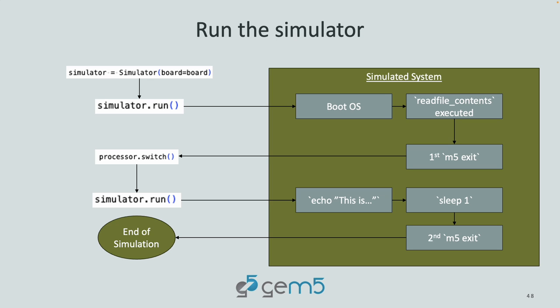What that does is gem5 says, oh, someone's exiting the simulation loop. Cool, we're right back here, right after this run statement, and we'll execute the next thing. Processor.switch. So we're switching out the timing cores, which are slightly faster, for the O3 cores, which are much more costly. Simulator run again, run our little print statement, sleep for 1 second, second M5 exit, and then we go back here, and if we reach the end of the configuration file, it's just end of execution.